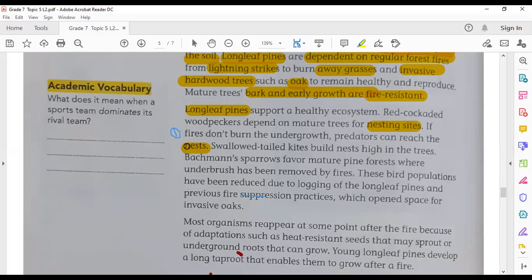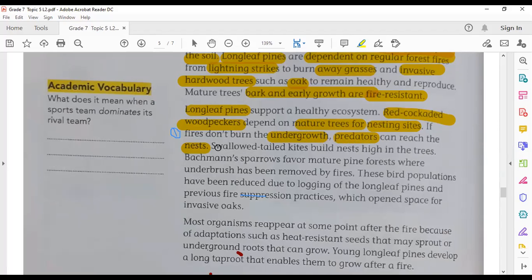Look, subhanallah, other organisms also depend on the longleaf pines. So, this bird, the red-cockaded woodpecker, depends on what? Mature trees of longleaf pines for nesting. It takes the longleaf pine as a shelter. It makes its nests there. If fires do not burn the undergrowth, when a fire happens, it burns everything under the ground. Predators, for example some animals, can reach the nest of this bird and destroy the eggs or destroy the nest.